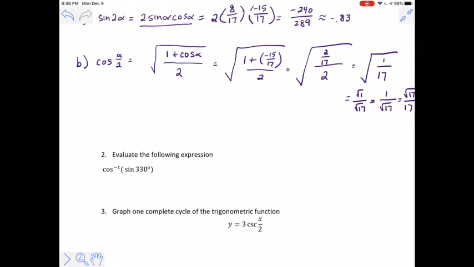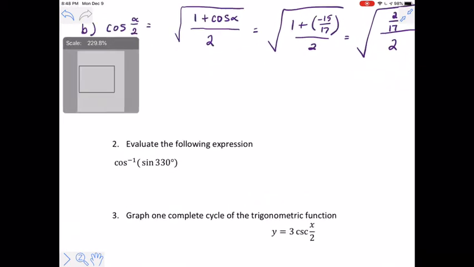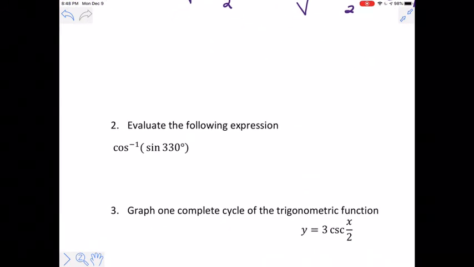Question 2 is also standard 1, evaluating trigonometric expressions. We have a trig expression here, and we have an inverse. These don't automatically cancel each other out. Cosine inverse and sine aren't inverse functions. So what we need to do is evaluate sine 330.